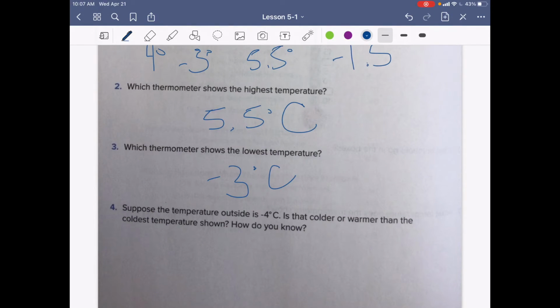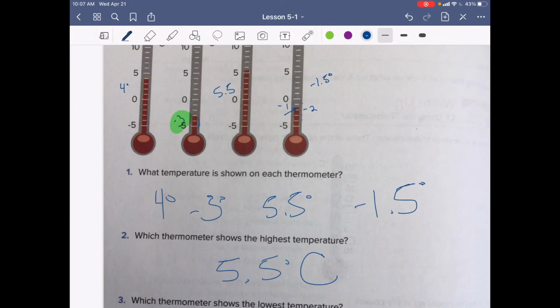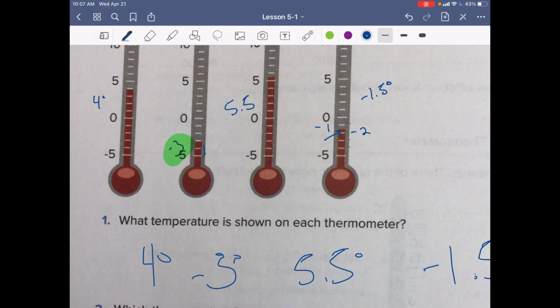Suppose the temperature outside is -4 degrees Celsius. Is that colder or warmer than the coldest temperature shown? How do you know? So our coldest temp is -3 degrees Celsius. And that is between -5 and 0. So -4 would put us about right here in between. So it would put us at this line right here in between the two.